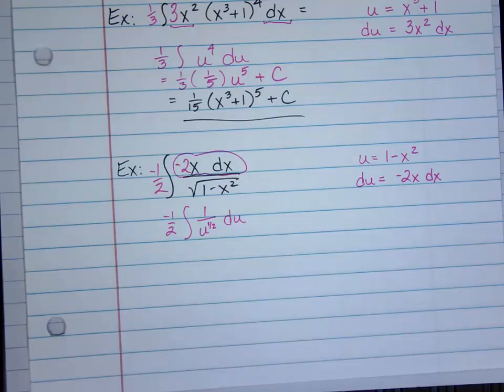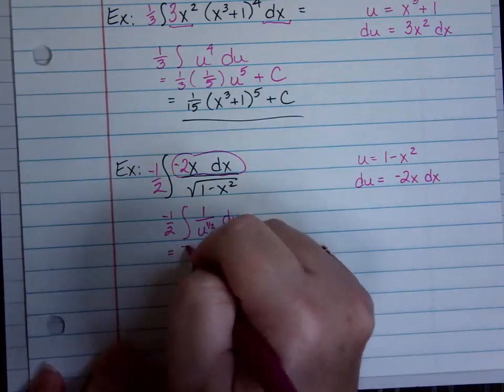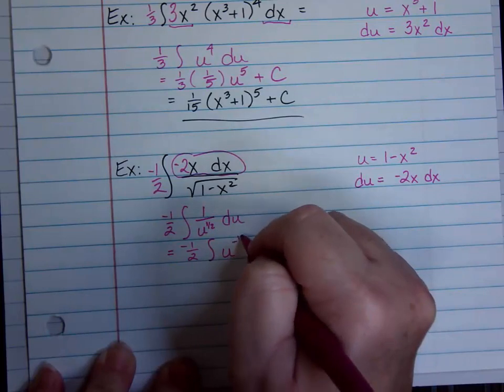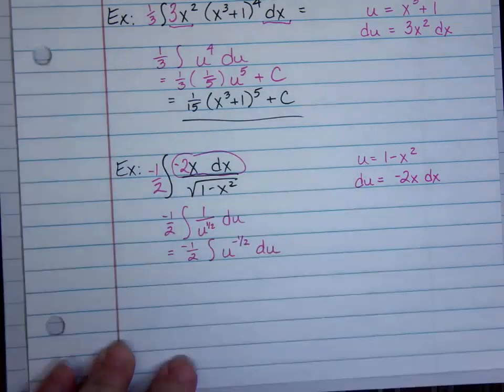Okay. Big question of the day. Is that an ln problem? No. Why not? It's only 1 over u. ln has to be 1 over plain u. It cannot be 1 over u to a power. Since it is not ln, how do I do it? You move it to the top. Move it up to the top and make it a negative exponent. So I'm still in this color. This is negative 1/2 integral u to the negative 1/2 du.